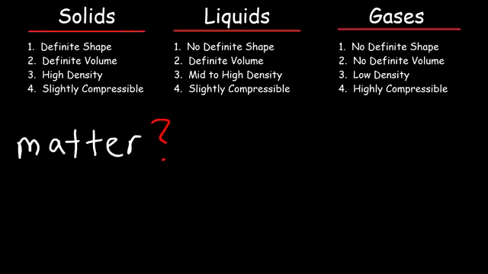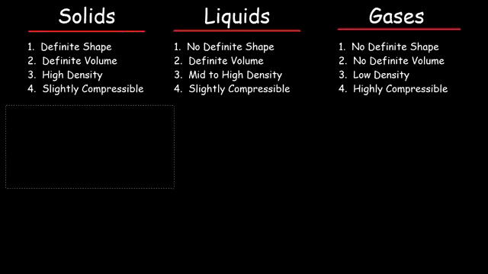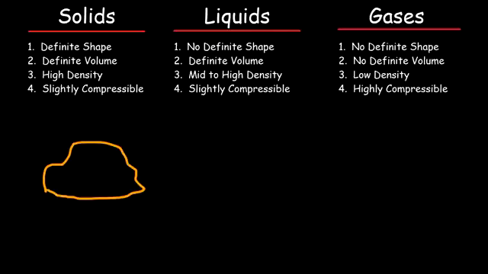Now let's talk about solids. A solid has a definite shape. So if you think of a rock, it has a fixed shape. I know this is a terrible visual illustration of a rock. It has a fixed shape and a fixed volume. Liquids, on the other hand, they're fluid. They have no definite shape, but they do have a definite volume.